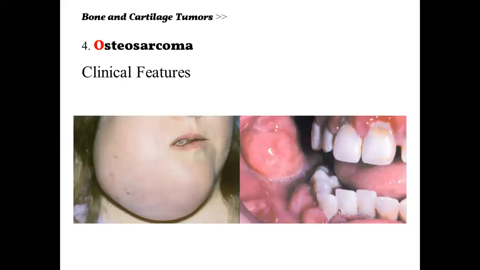This is how osteosarcoma presents itself clinically. It looks like an abscess, and also like an osteoblastoma, but this one is osteosarcoma. Its growth is rapid, it enlarges quickly.